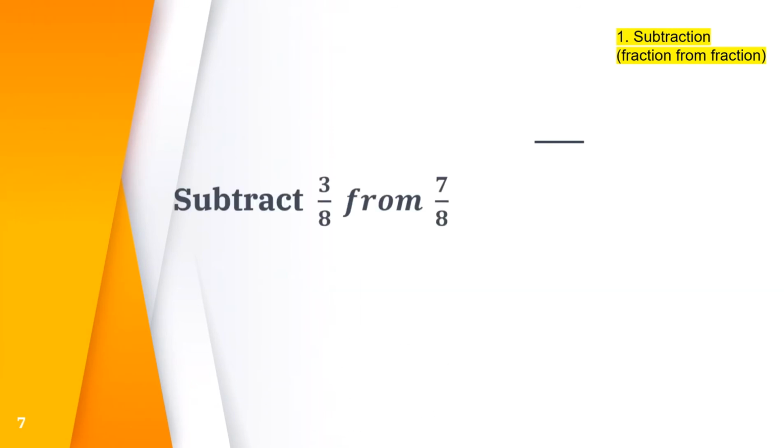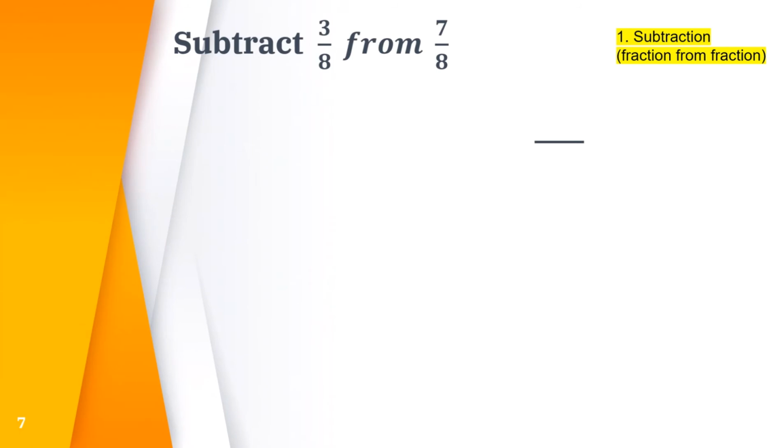So, ito naman tayo sa subtraction of similar fractions. Fraction from fraction. So, subtract 3/8 from 7/8. And that is 7/8 minus 3/8. So, katulad ng addition, i-minus naman natin yung numerators. So, 7 minus 3 equals 4.